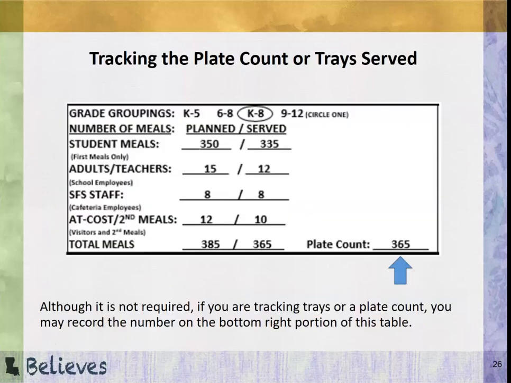Although it is not a requirement, if you are tracking trays or a plate count, you may record the number on the bottom right portion of this table. And just as an overview, this concludes the second step in completing production records and brings us to step 3.